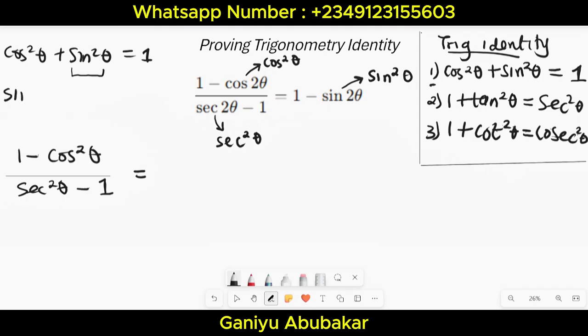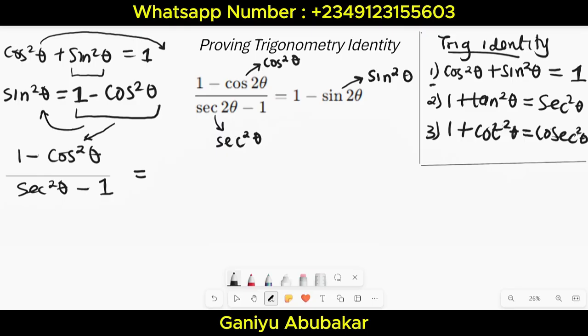So let me make sine squared theta the subject. This will be equal to what? 1 minus what? Cos squared theta. This one here will move to the other side. That will give you 1 minus, because it's positive coming here, it becomes negative. So anywhere I see 1 minus cos squared theta, I can replace it with sine squared theta.